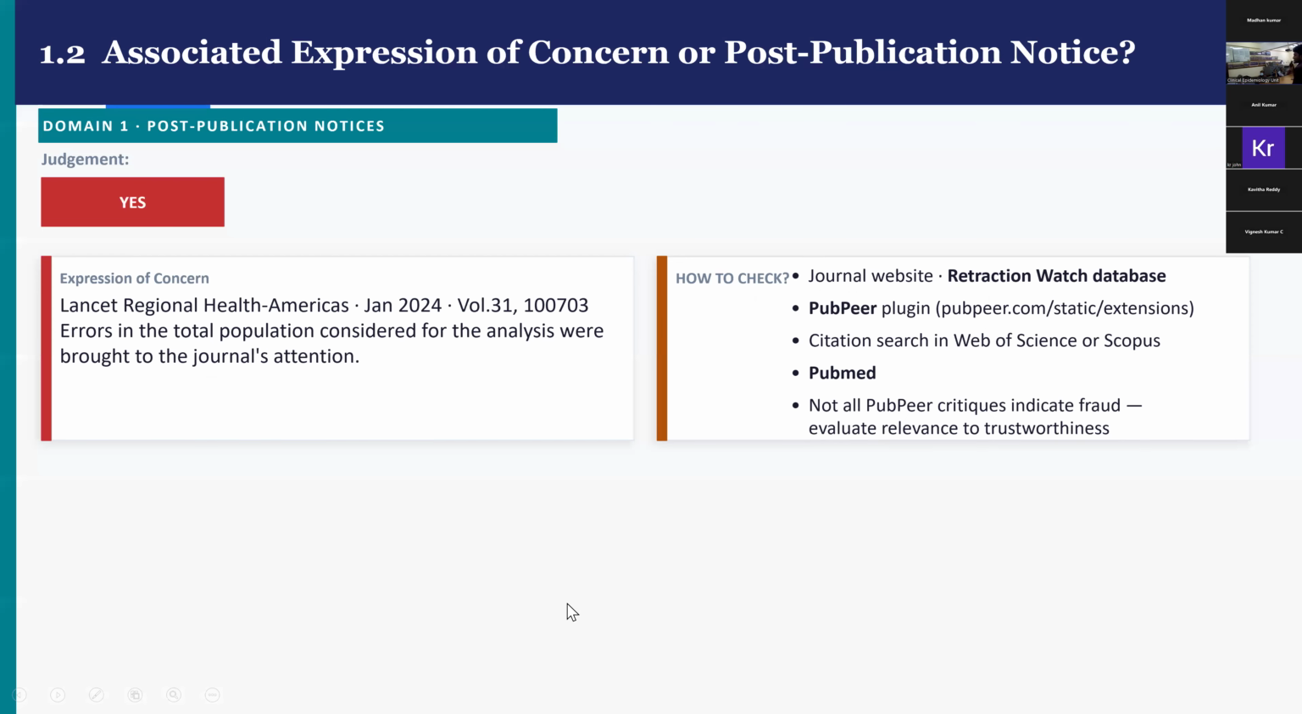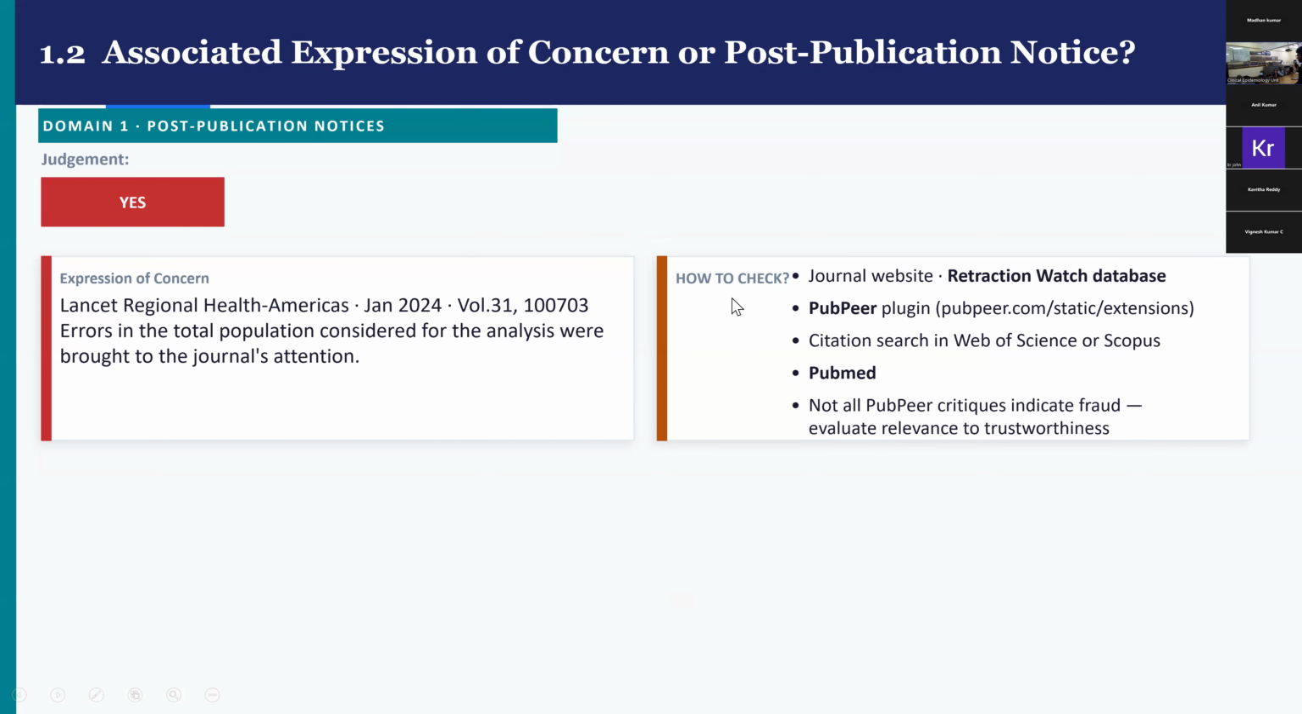So the second question is, was there any associated expression of concern or post-publication notice given for the study? For this, again, we have given a yes, because in 2024, the Lancet also published an expression of concern prior to the official retraction of the study. What are the other ways through which we can check for post-publication notices?